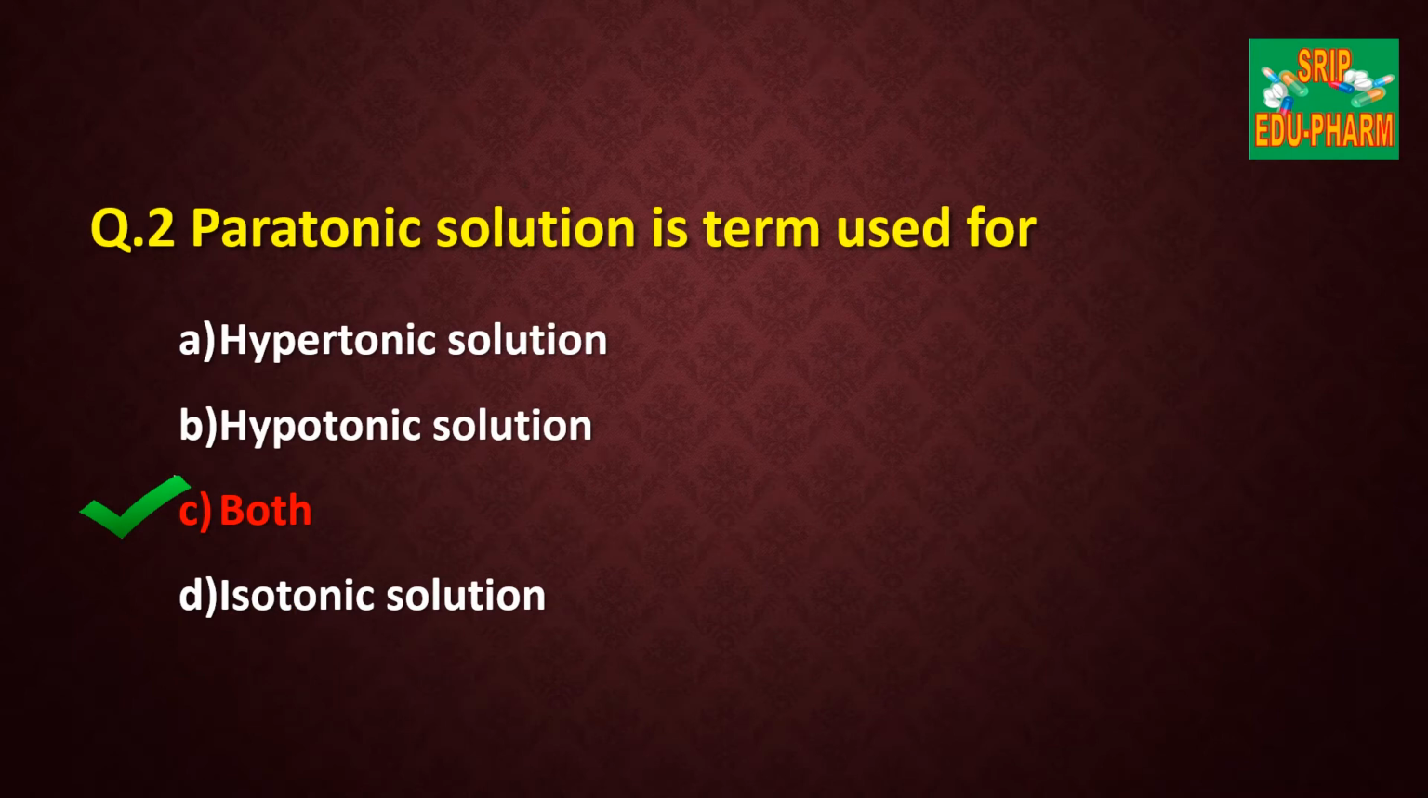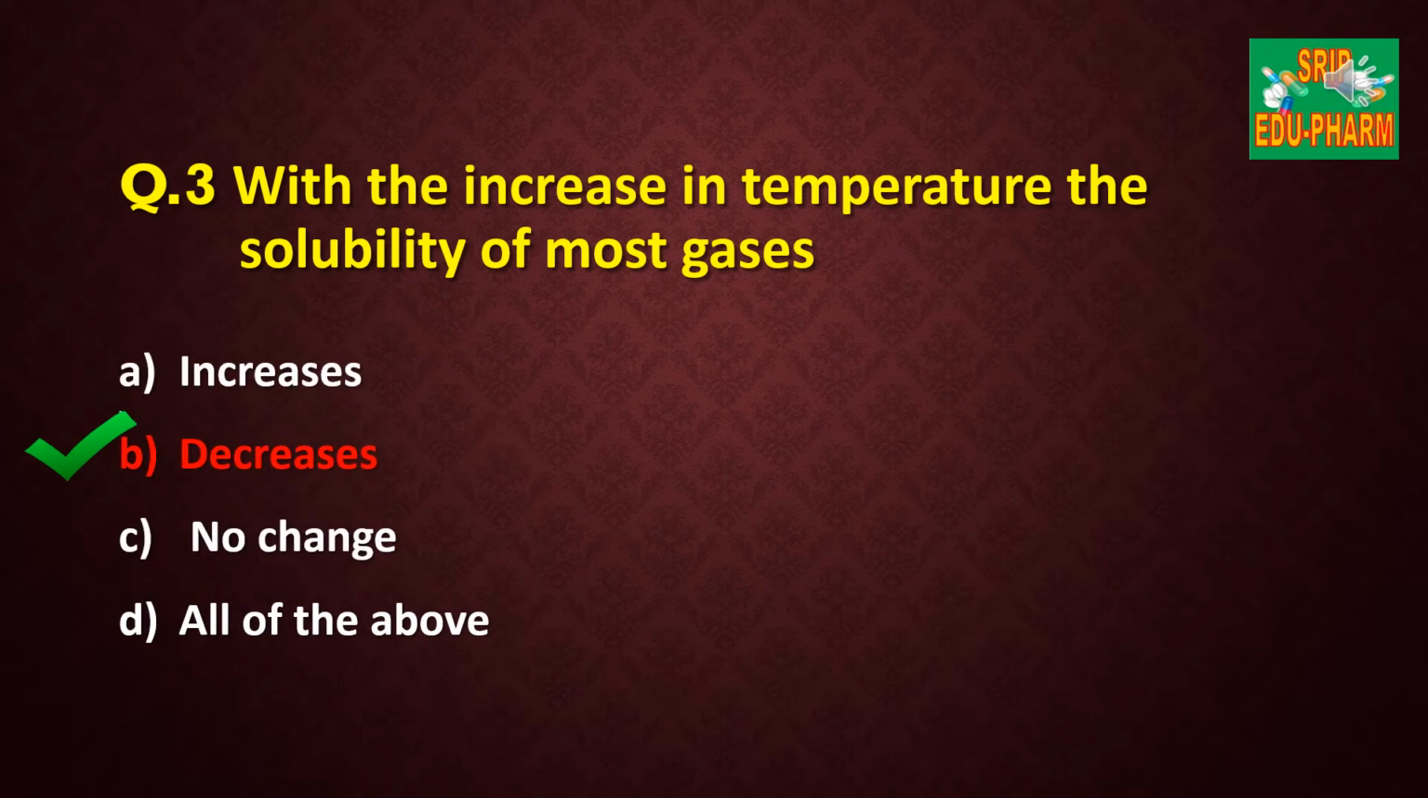Second question. We had discussed that hypertonic means the concentration is more than the given solution. Hypotonic means concentration is less. And for both these solutions, we give a common term, paratonic solution. Hence the answer is both. Next question is, with the increase in temperature, the solubility of most gases. Generally, in the case of liquids, with the increase in temperature, the solubility increases. But in the case of gases, with the increase in temperature, the solubility decreases. Hence, the answer will be B, that is decreases.